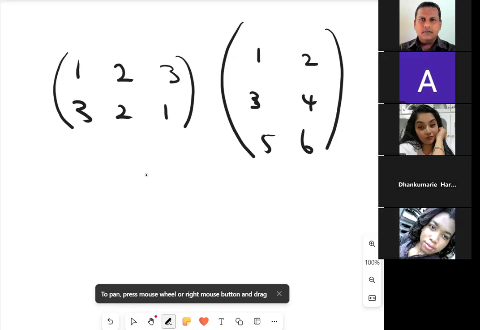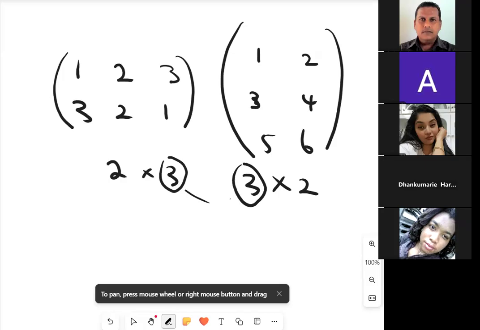So here is a 2 by 3, and here is a 3 by 2. You have to check the condition first before we multiply. The number of columns must equal the number of rows. So yes, you can multiply, and your answer will be a 2 by 2 matrix. Right? So you're looking for a 2 by 2 matrix. Remember that condition. You have to check the condition first.